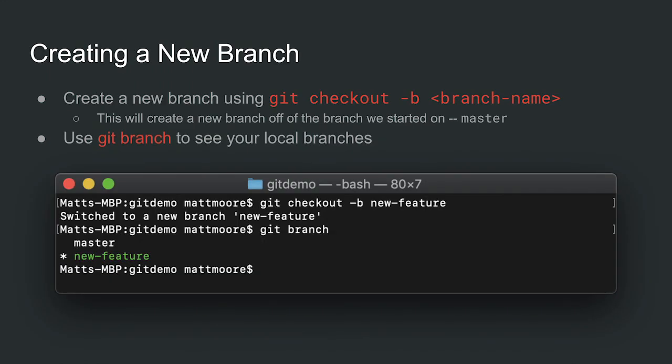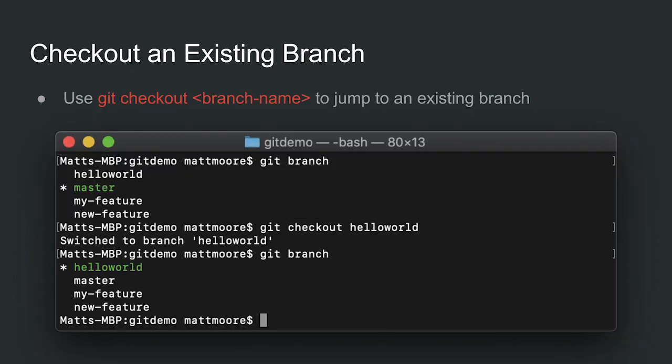So to create a new branch, we're going to use the command git checkout and then the B flag, and then the branch name, whatever we want to name that branch. This will create a new branch off the branch that we started on, so in our case, we started on master. To be able to see all the branches that are currently on your local machine, just use the command git branch to get a list. To be able to jump to an existing branch in your project, use the command git checkout and then the branch name. And basically what this will do is take you from the branch that you're currently on to the branch that you would like to go to.